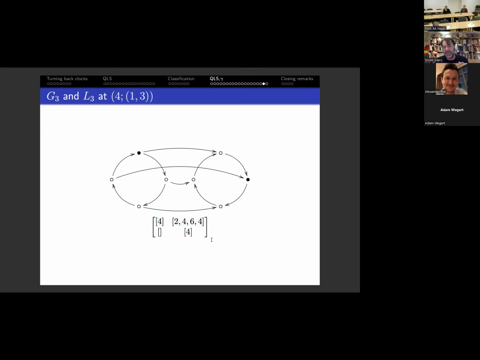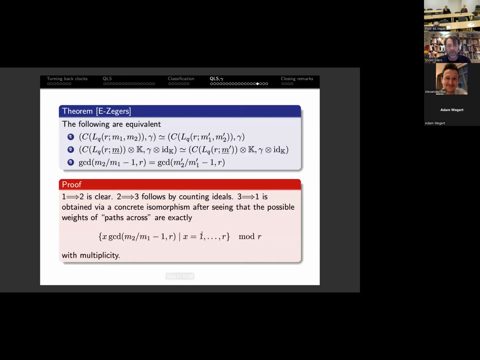So this just means that the weights that you encounter are predictable when you know the GCD number, but you only know it mod R. What we were very confused about for a long time is whether it matters if you have a 6 here or if you have a 2. And that turns out not to matter. So we found concrete isomorphisms, where we just send generators to generators in a clever way that gives the isomorphism on the nose. Based on this combinatorial information, we can find the isomorphism. This is really what happens here.